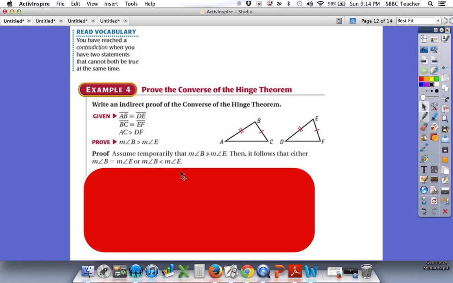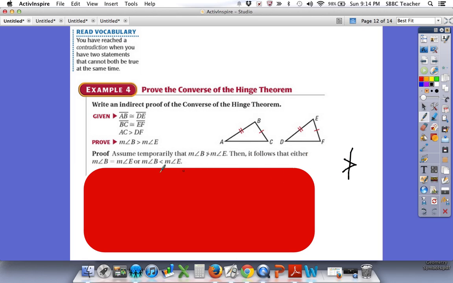First, we are going to assume the opposite of the conclusion, or the proof statement. The proof statement says the measure of angle B is greater than the measure of angle E, but we're going to assume that the measure of angle B is not greater than the measure of angle E. So notice it's a greater than sign with a line through it. That means not greater than.